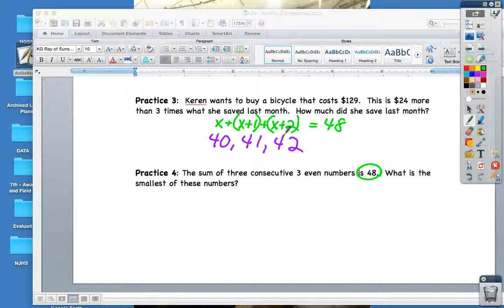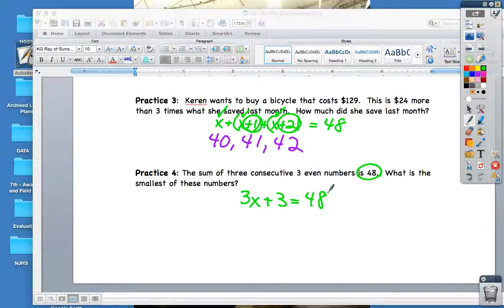Okay? Now, I like to use bags of M&Ms. Each of these x's is a bag of M&Ms. So I have 1, 2, 3 bags of M&Ms. I have 1 plus 2. What is 1 plus 2? 3. And that equals 48. There's my equation.